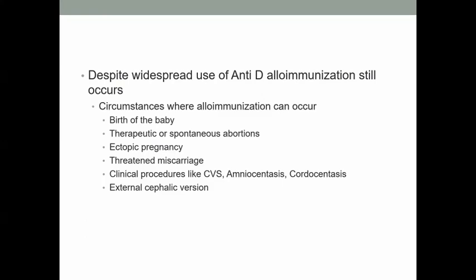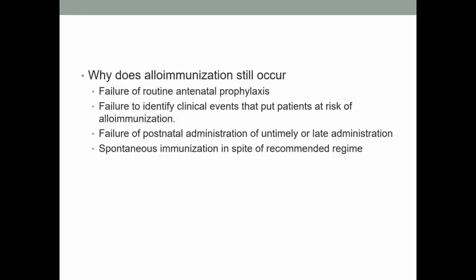Sometimes when we do therapeutic or spontaneous abortions, it can happen. Ectopic pregnancies, it can happen. Threatened miscarriages, it can happen. Clinical procedures like chorionic villus sampling, amniocentesis, cordocentesis, it can happen. External cephalic versions, if it is a negative mother and a positive baby, it can happen. Just any instance of fetal-maternal bleed can give rise to alloimmunization, right?